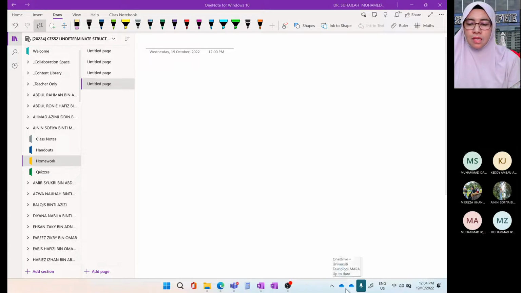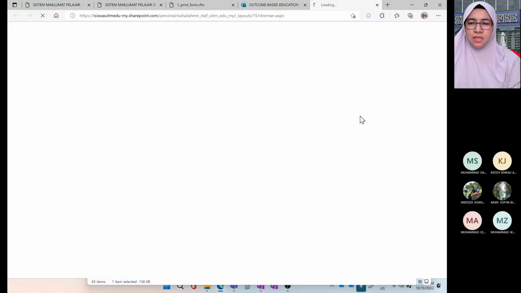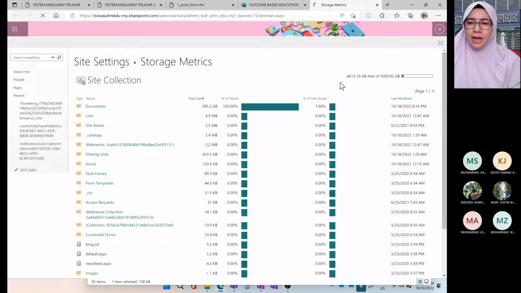You ada 5 terabyte kat sini. You boleh check dekat manage storage. Dekat manage storage, you have 5 terabyte, 5,000. Nampak tak kat atas ni? Kecil sikit. 5,000 GB. Nanti you balik check. Dekat your computer, you sign in guna ni.